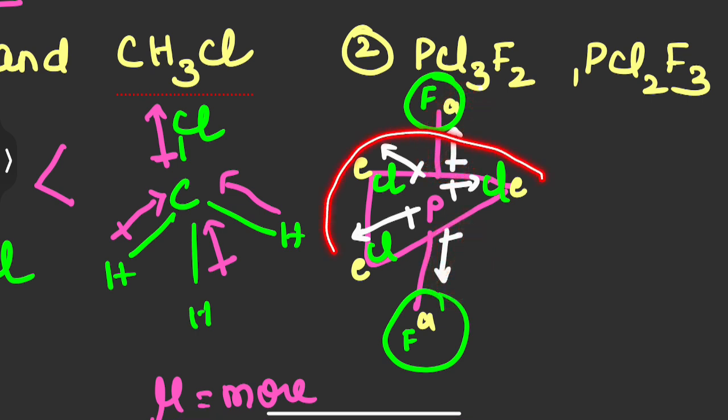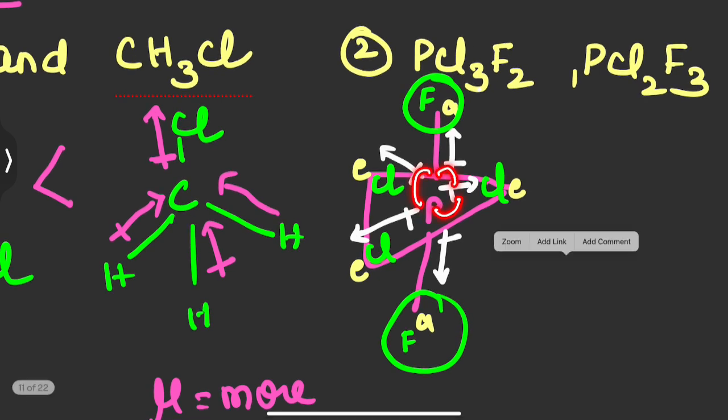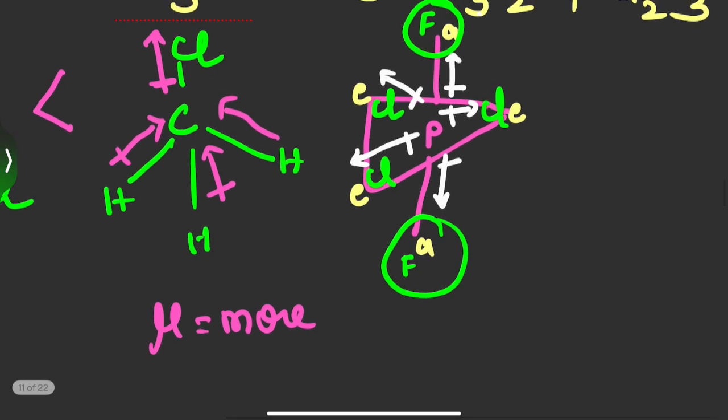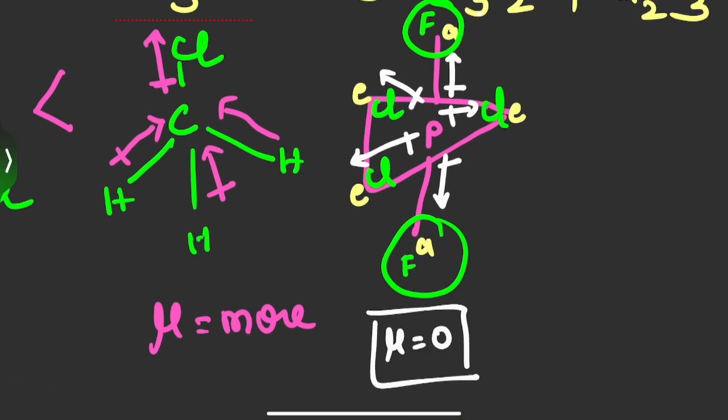In the same way, the dipole moments exerted by the chlorines will also cancel each other, because the bond angle between them is the same, which is 120 degrees. When the bond angle between them is the same, you can write that their dipole moment will be 0. Therefore, the dipole moment of this molecule will be equal to 0.